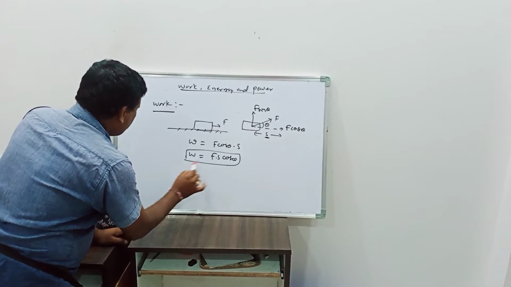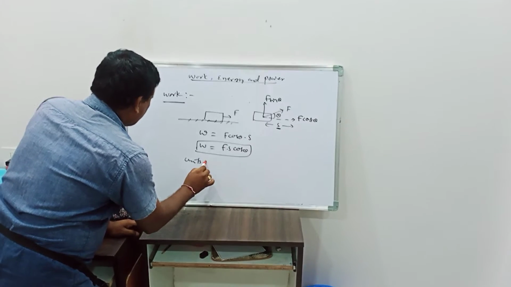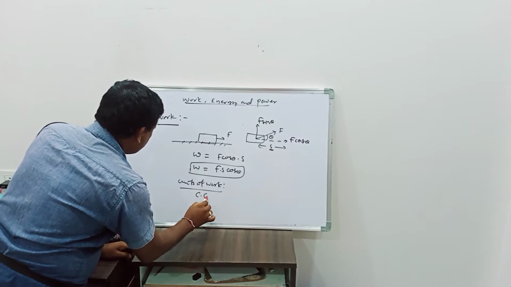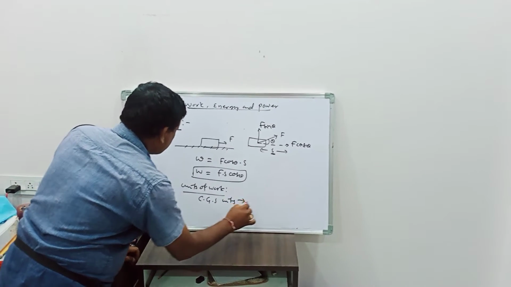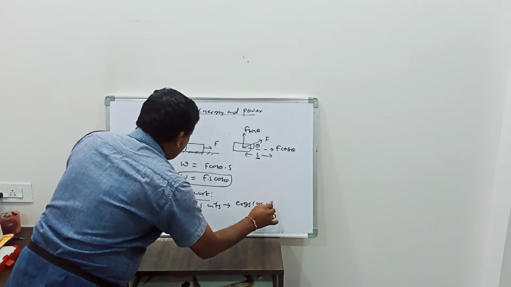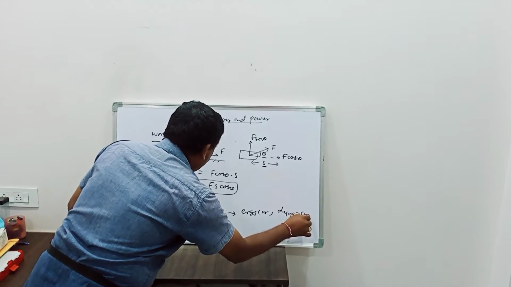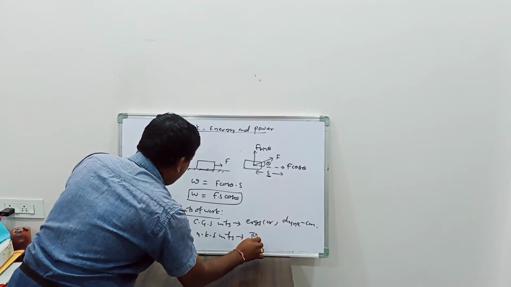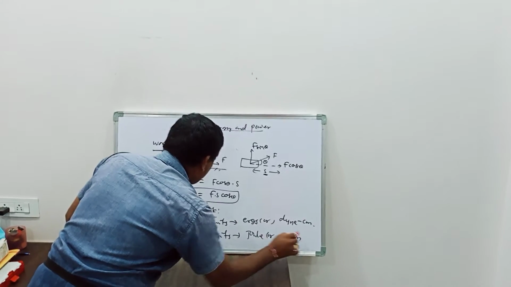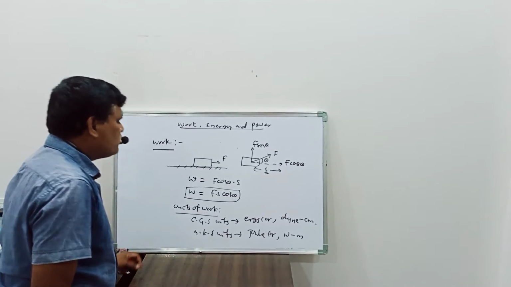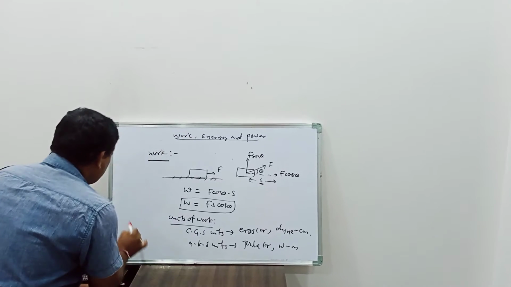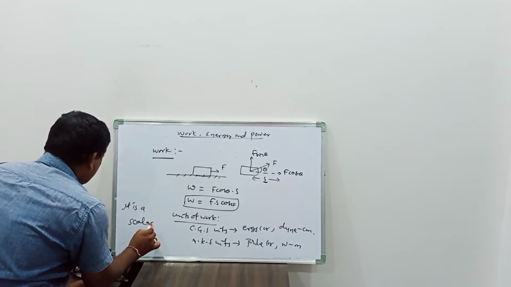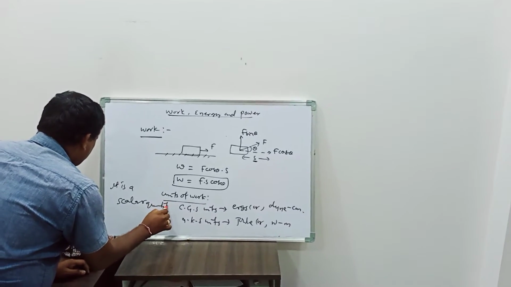Now I am going to give the units of work. We can measure work in CGS units: ergs or dyne centimeter. MKS units: joule or Newton meter. Work is a scalar quantity.